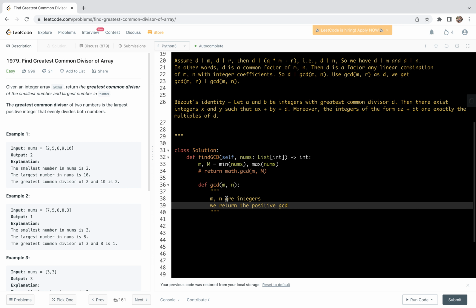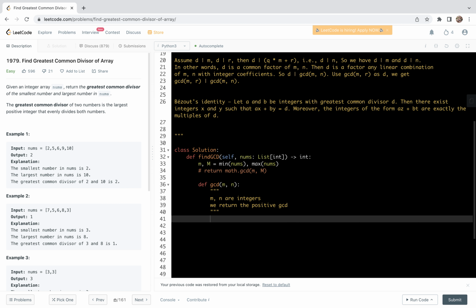Here, let's emphasize our assumption. So here m and n are integers. There can be 0, can be negative, can be positive. So what we are going to return is the positive GCD. In other words, we are going to reduce to the case both m and n are positive. So this is the plan. So next, we are going to do the actual coding.